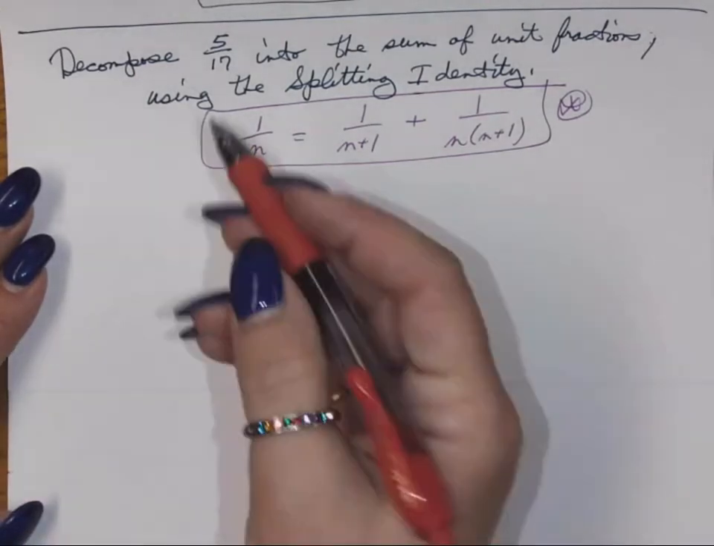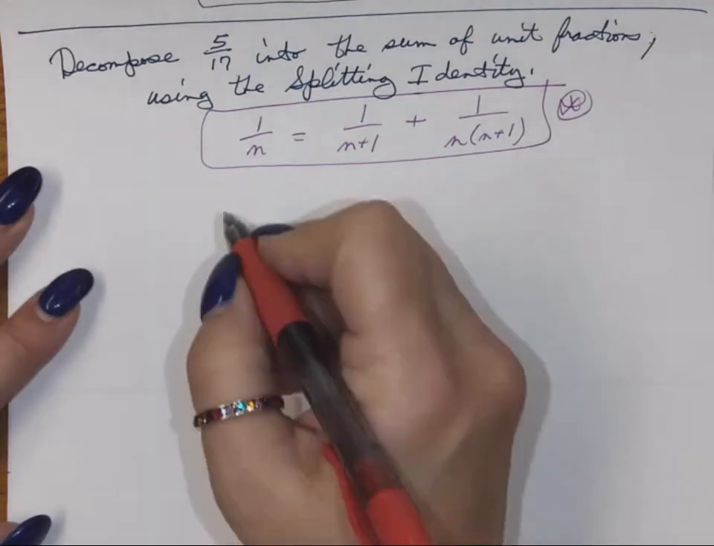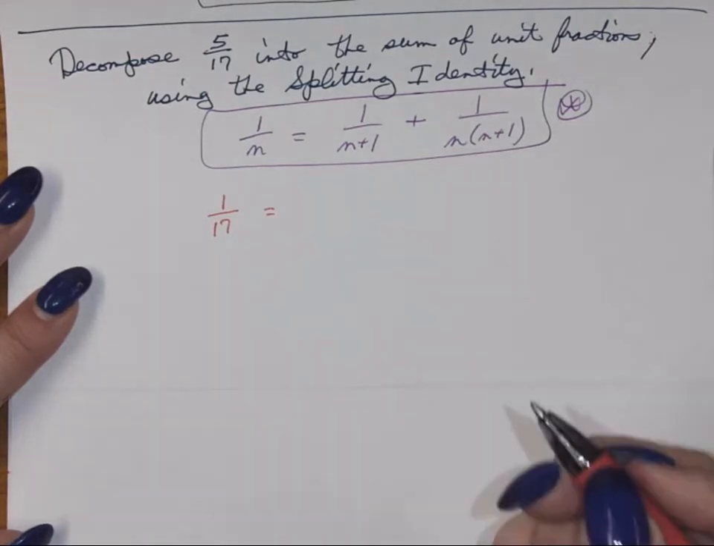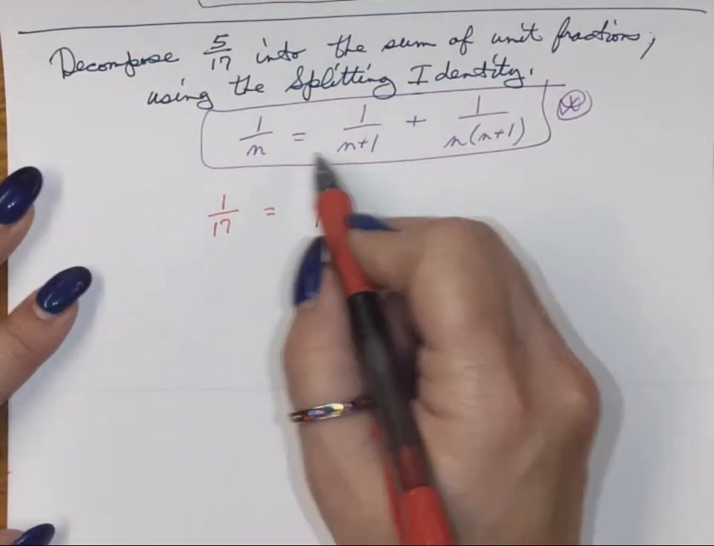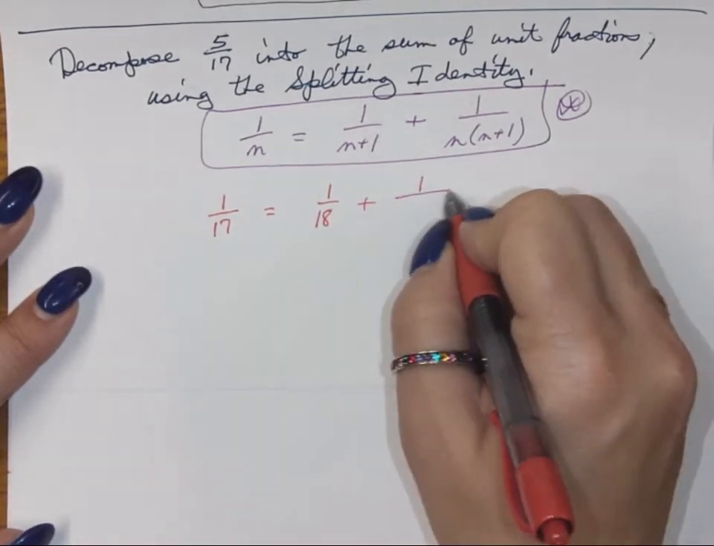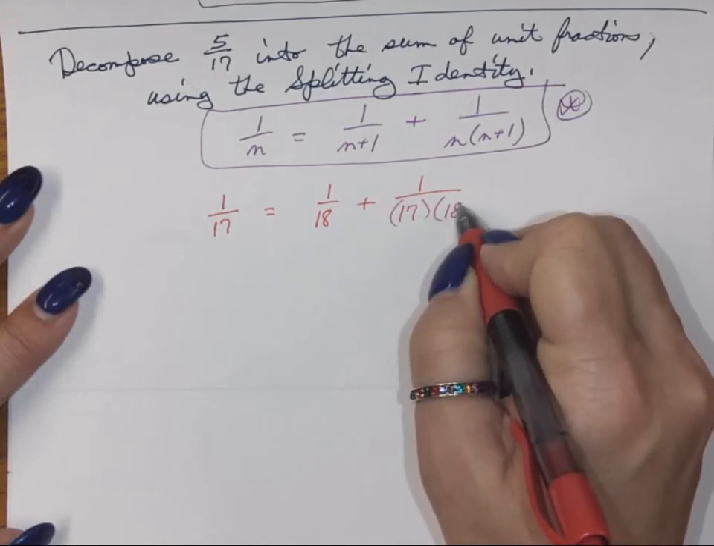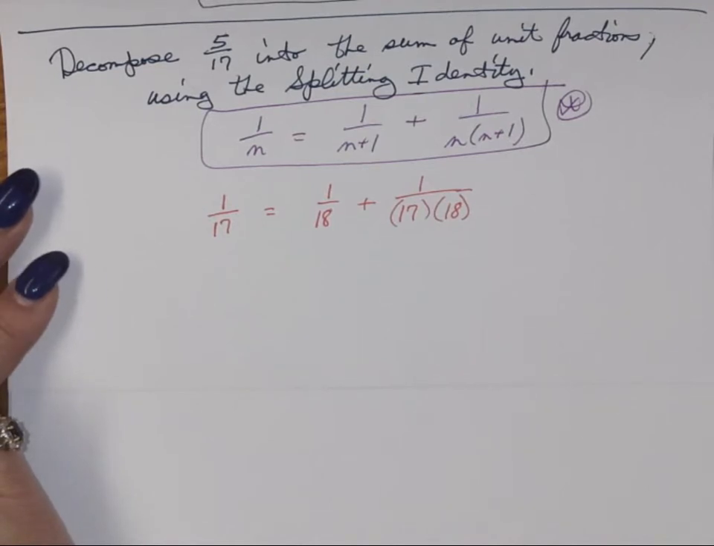Well, I'm working with 5/17, so I don't want 5/17 right now. I'm just going to do 1/17. So if it were 1/17, then I would have 1/17 is equal to 1/18, because my n is 17. 17 plus 1 is 18, sorry. Plus 1 over the n is 17, and n plus 1 is 18. So that's what it would look like, right? All right. So that would be all lovely if I had started with 1/17, but I didn't.